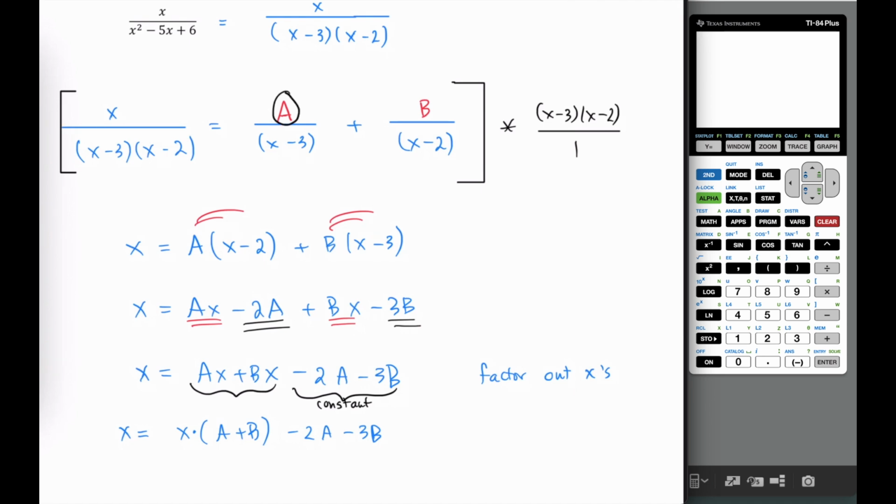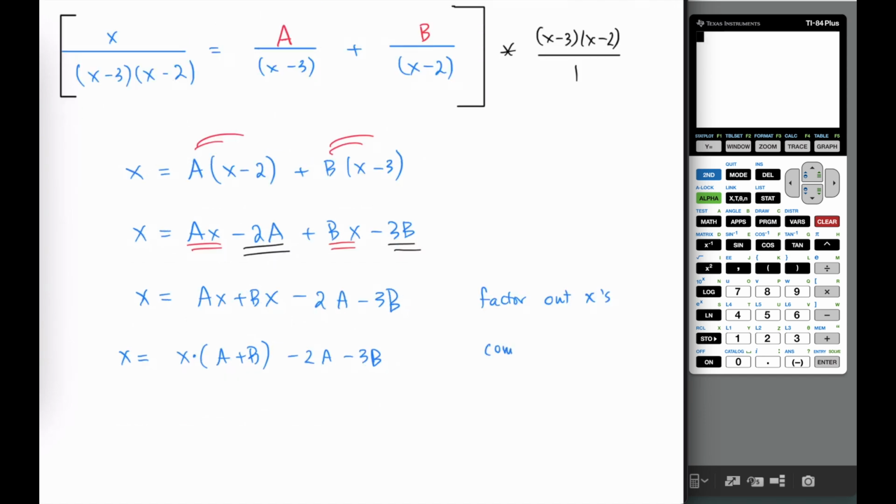Remember, a and b were constant values that were in the numerator of these fractions. So when I have minus 2a minus 3b, this is still some constant quantity. So essentially we have a variable term here because a plus b are the coefficients on the variable x, and then this is considered to be a constant term. Now in our steps it said that we wanted to compare coefficients.